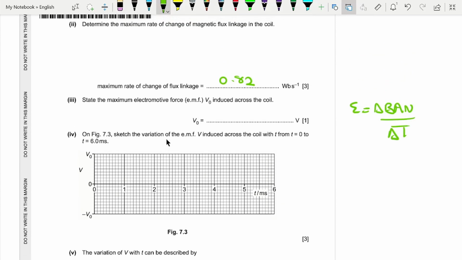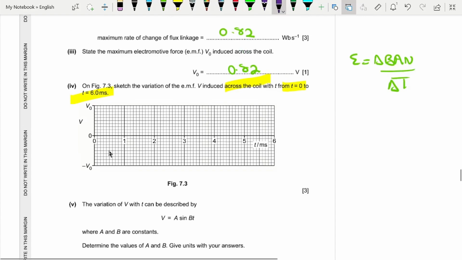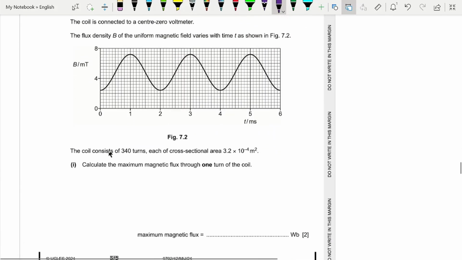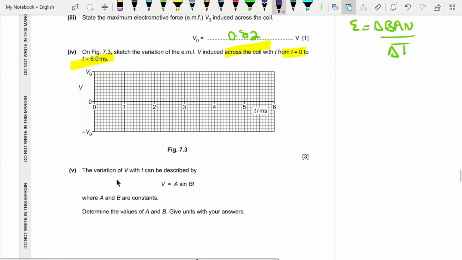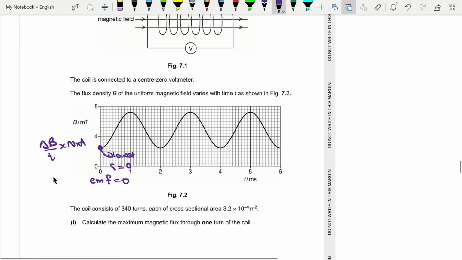And then sketch the variation of EMF V induced across the coil with time t, from t equals 0. So when t is equal to 0, I'm going to have a gradient of what? Remember, your gradient multiplied by N multiplied by A is going to be your induced EMF. So if I'm looking at this specific scenario, if I'm here, I have the lowest possible gradient. My gradient here is 0. So that tells me that the EMF I'm going to have is also 0. So the EMF where I'm starting here is 0. Wherever I have a gradient of 0, I'm going to have a corresponding point that's 0.